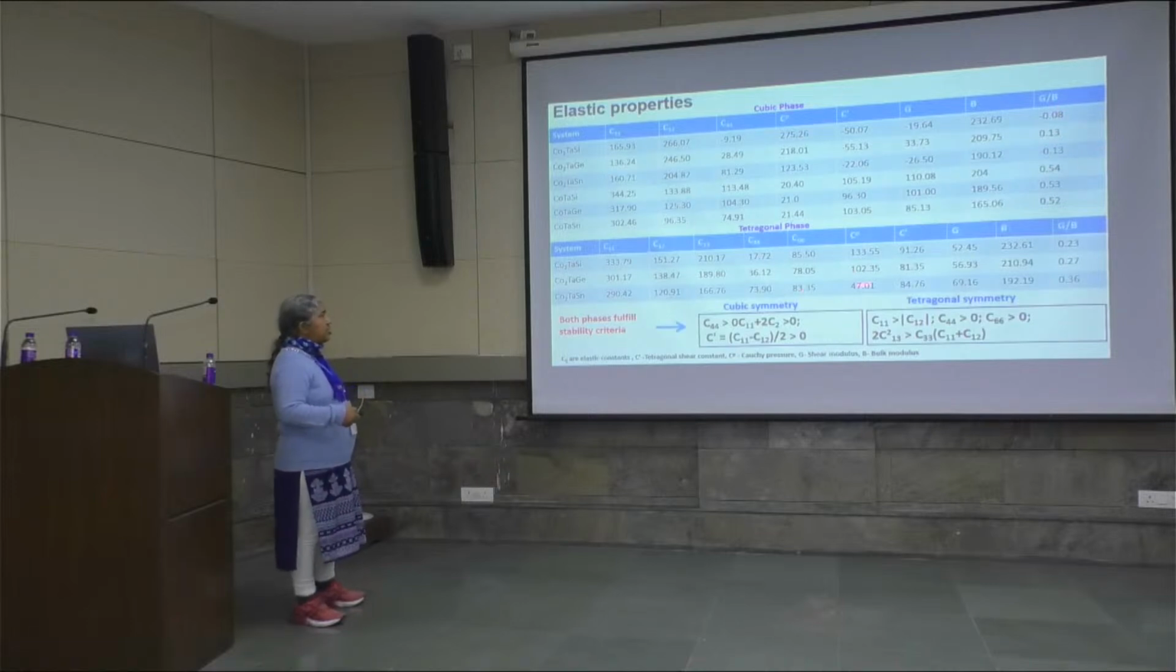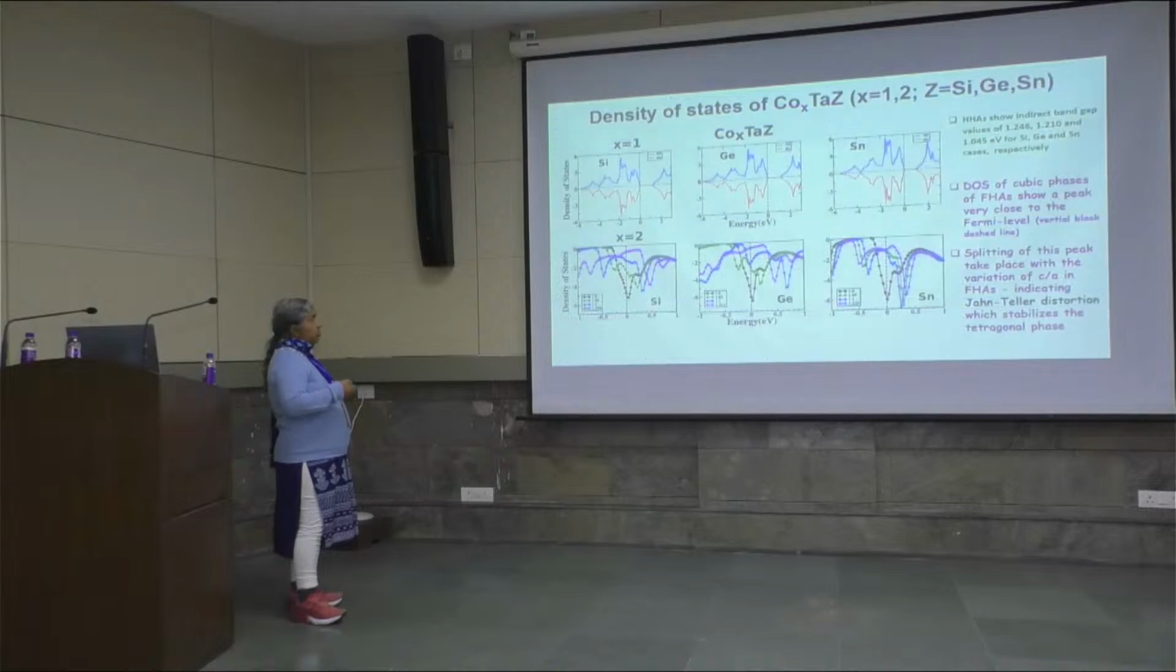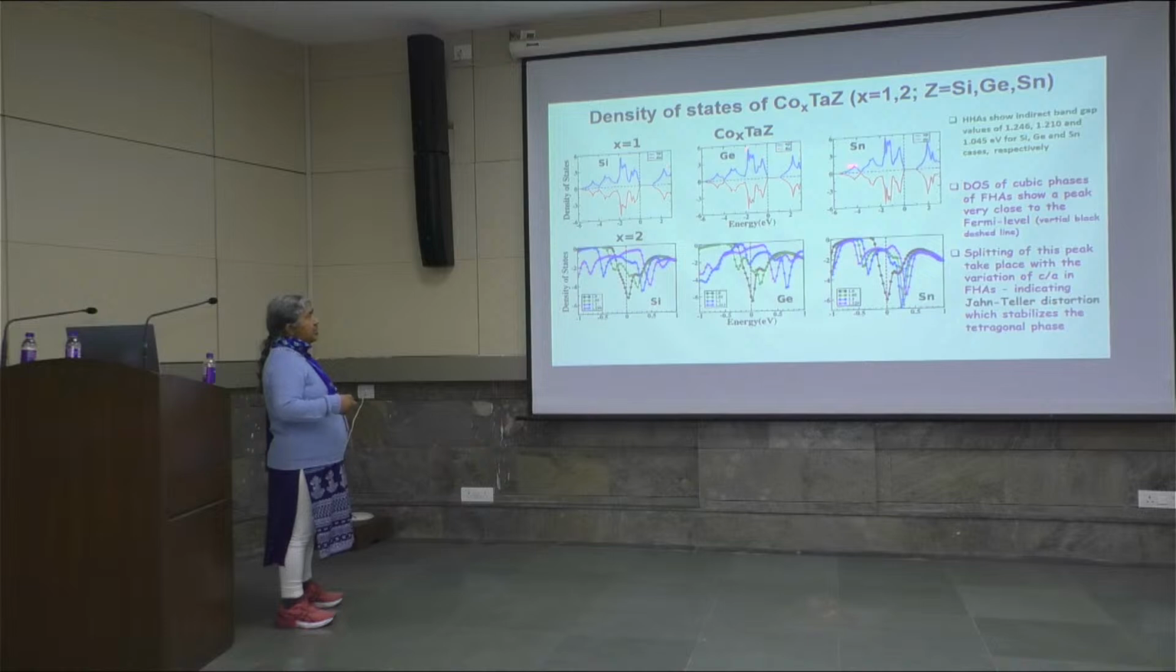And tetragonal phase also we have done all the calculations, and we see that both cubic symmetry and tetragonal symmetry, whenever it is applicable, all these phases are stable from the elastic properties also. And just to cover the density of states, to show that these half Heusler alloys are all semiconducting in nature. Here are the listed values of band gaps.